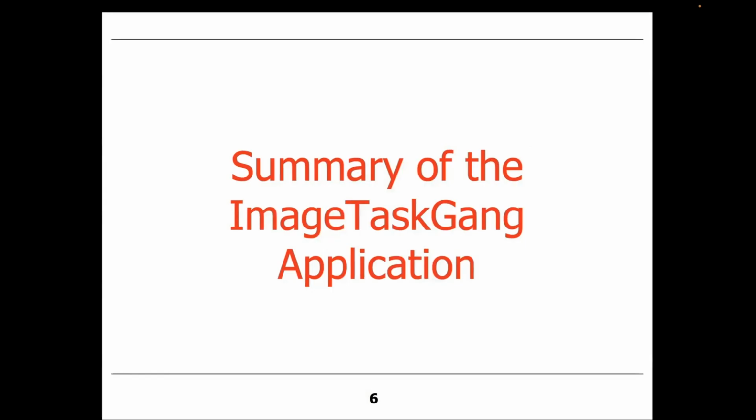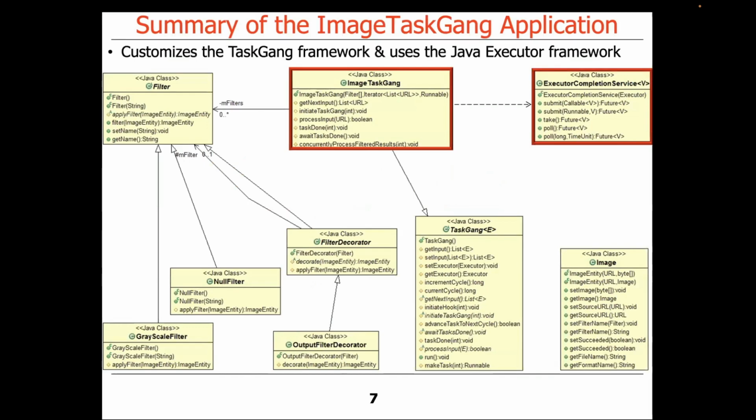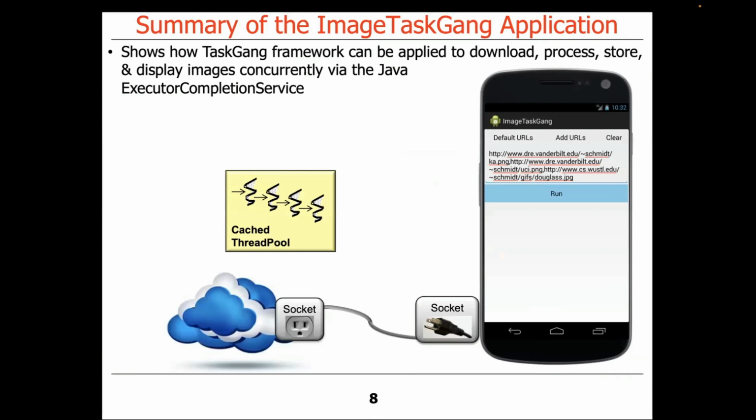So now that we've looked at running the applications, let's go ahead and summarize what we've learned from this lesson. We showed how to customize the TaskGang framework using the Java executor framework and, of course, the executor completion service. And that demonstrates the use of many different interesting patterns. We also show how we can use this framework in conjunction with the thread pools and the executor completion service to download, process, store, and display images concurrently. That's also key to understanding how things work.